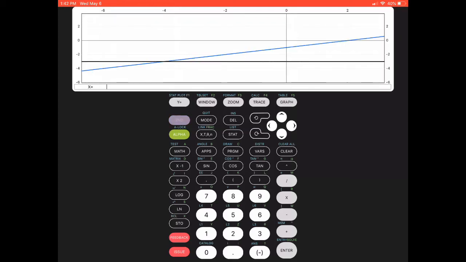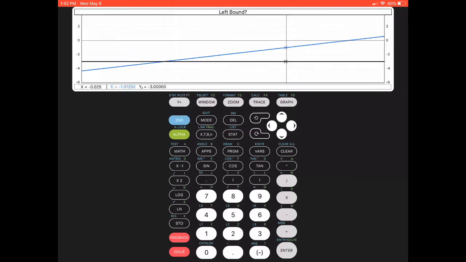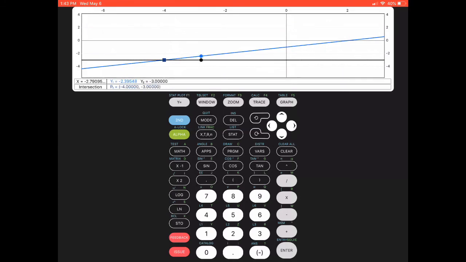You can also do second trace, number 5 intersect, and then you can do left bound, right bound. Now this time my x's are not to the left of where they intersect, so I need to arrow over there so they are to the left of where they intersect. And then it says right bound, so I move my arrows to the right of it and hit enter, and I do get at the bottom there intersection -4, -3.